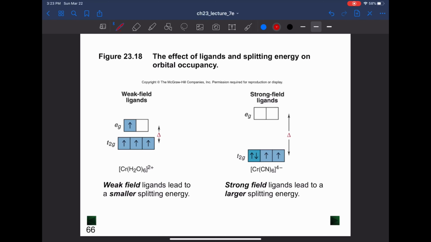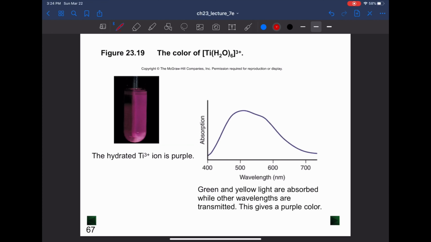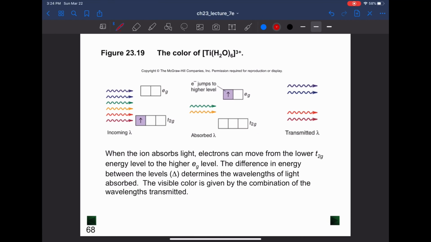Now, you have weak field ligands when the splitting energy is small, and strong field ligands when the splitting energy is large. That is determined by the ligands that we use. So weak ligands result in smaller splitting energy and strong ligands result in larger splitting energy. So how would you determine which are weak ligands and which are strong ligands?